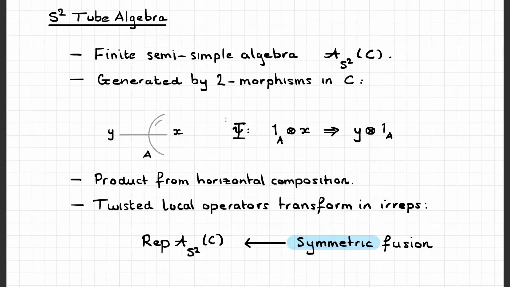And again, the idea is very similar. You want to give a product structure on these, and the product comes from concatenating these diagrams in a horizontal way. By doing so, you generate an algebra. In this case, the twisted sector local operators will transform in irreducible representations of that algebra, the S2 tube algebra. And the representations form a symmetric fusion category.